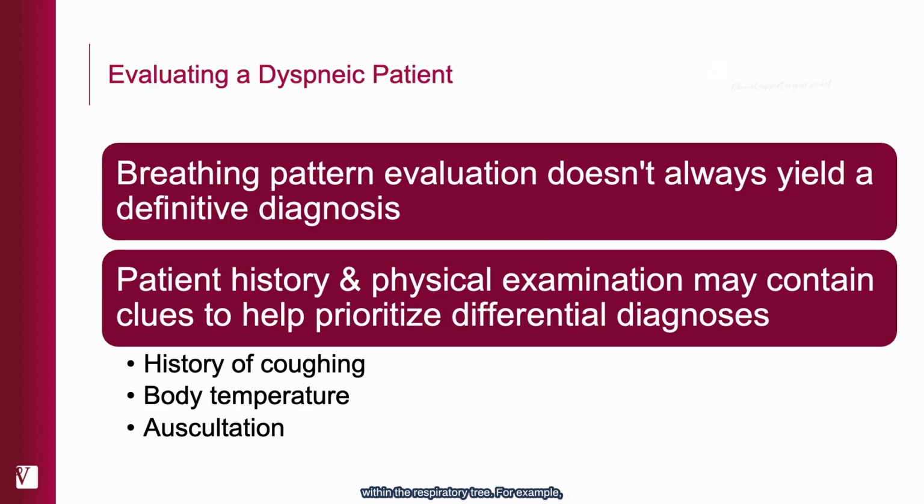I've been sharing how evaluating a patient's breathing pattern may be helpful for localizing a patient's dyspnea within the respiratory tree. For example, when one observes a patient with increased expiratory effort and an expiratory grunt with normal inspiratory time and effort, one should logically prioritize lower airway disorders. And certainly in cats, asthma is arguably the most common lower airway disorder.